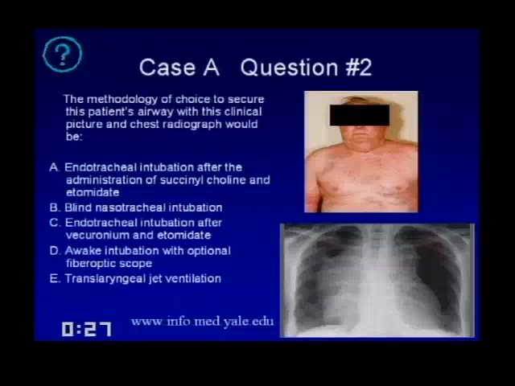Same patient. The methodology of choice to secure this patient's airway with this clinical picture and chest radiograph would be A, endotracheal intubation after the administration of succinylcholine and etomidate, B, blind nasotracheal intubation, C, endotracheal intubation after vecuronium and etomidate, D, awake intubation with optional fiber optic scope, or E, translaryngeal jet ventilation. I don't think this is going to be on the boards, but this is sort of help you in your practice if you're ever confronted with this situation.